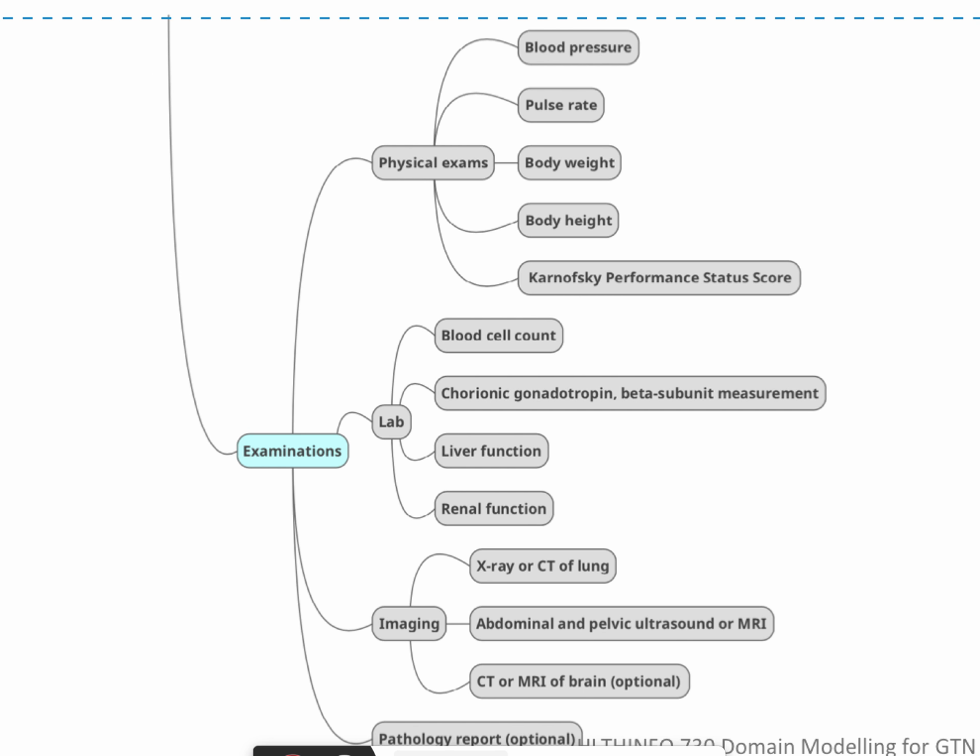The exam results should also be input in the system. They include the physical exams, the lab testing results, imaging results, and pathology report. These results could help doctors assess the patient's health status and the severity of the disease. That means whether the patient could be treated by chemotherapy or not, and which treatment regimen is the best.